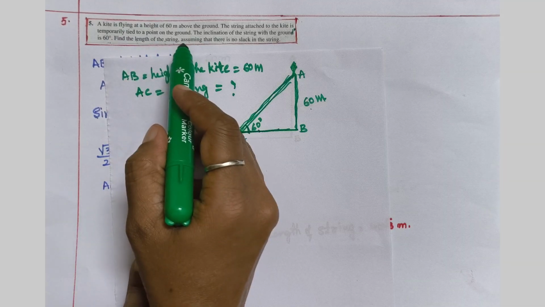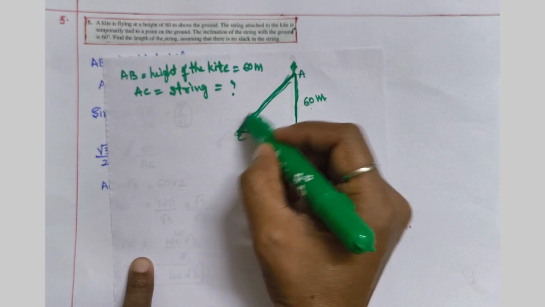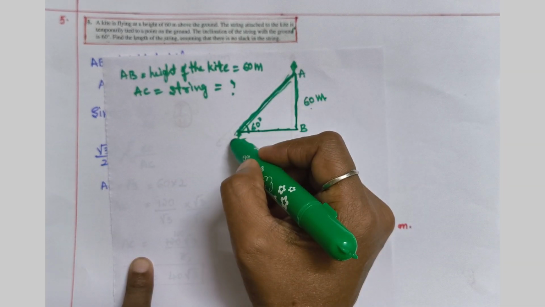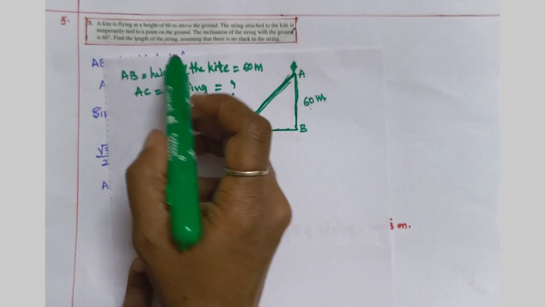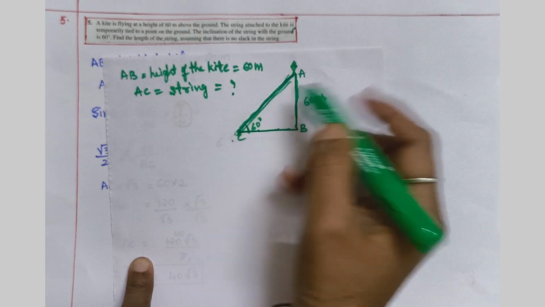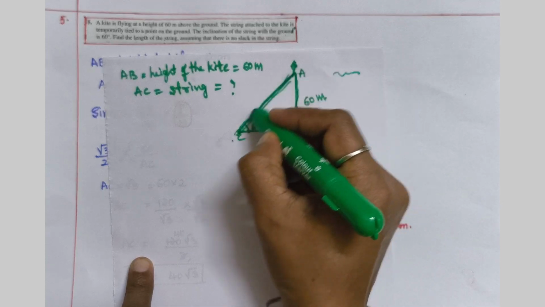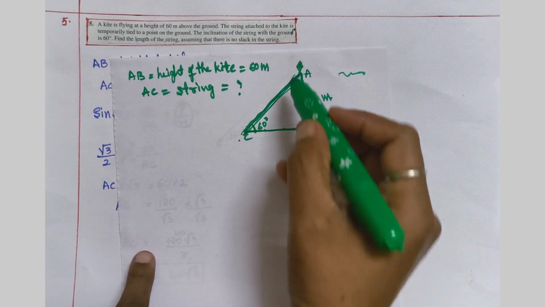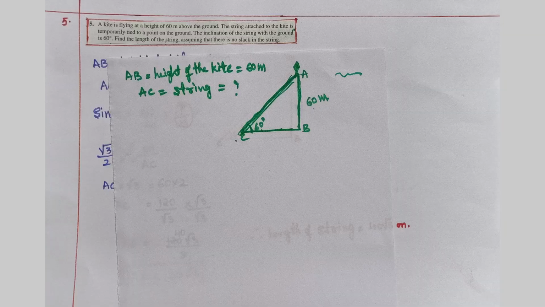Now find the height of the string. This height of the string, AC, you have to find. Assume there is no slack in the string. It is straight. Now we will find the AC height, the string height. You have to find it. It is a very simple and easy question.